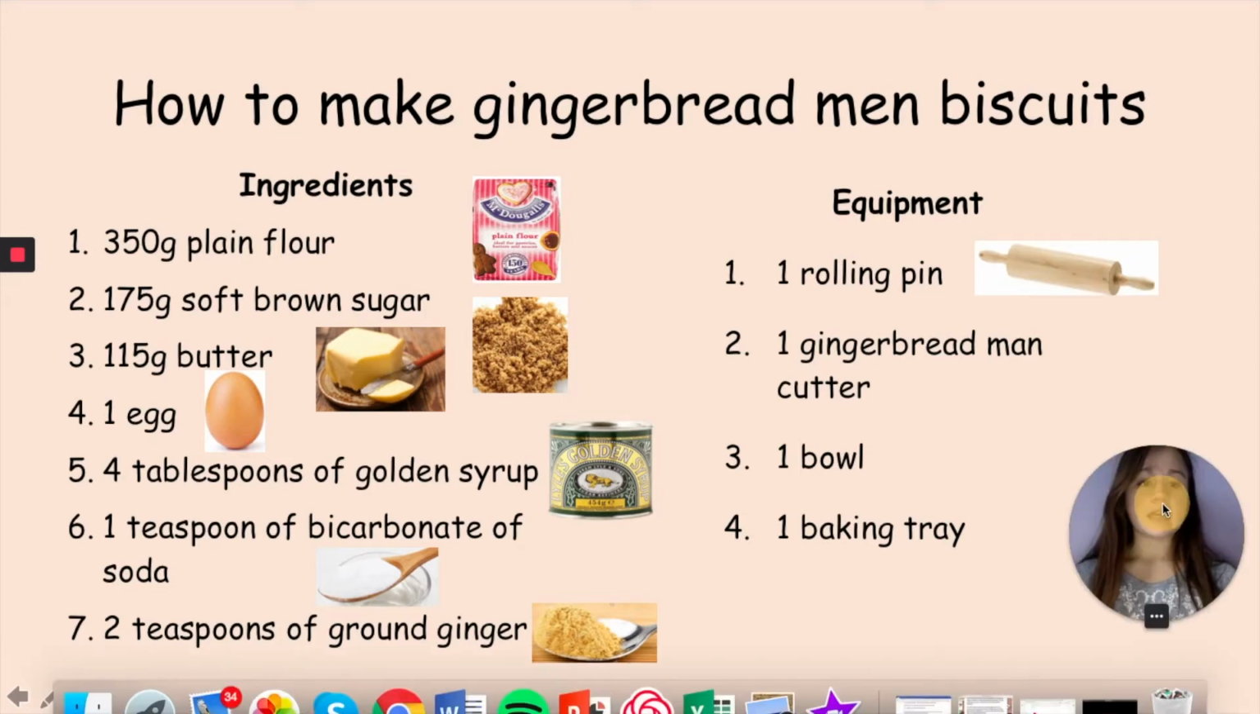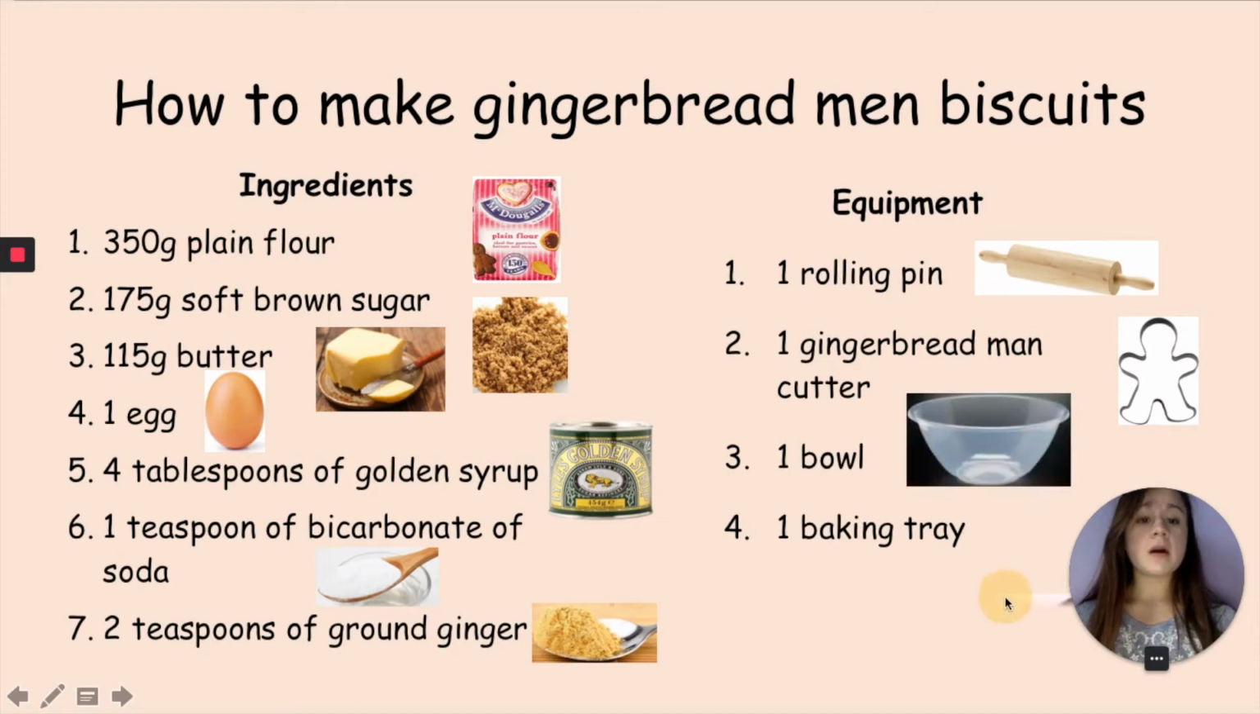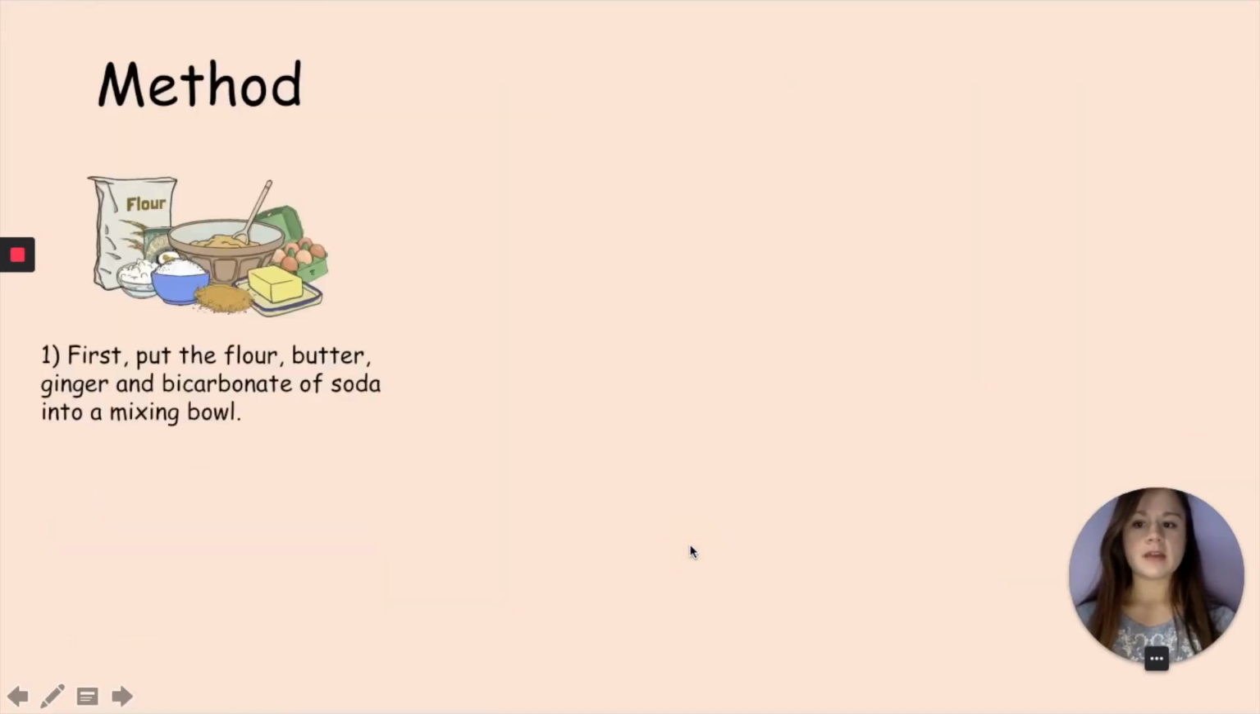And you need your equipment: a rolling pin, a gingerbread man cutter so that we can get the shape, a bowl for mixing, and a baking tray. So this is what you would need. This is what we would write in the ingredients and equipment section of our recipe. Then you would need your method.